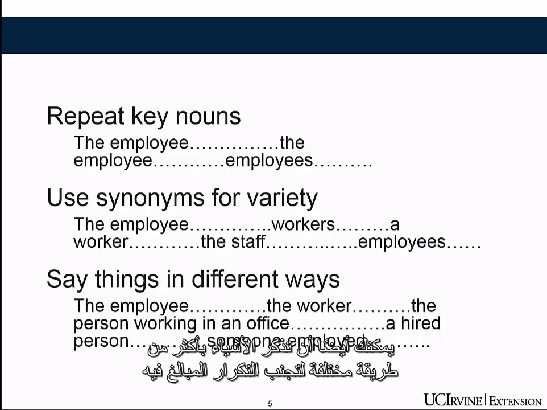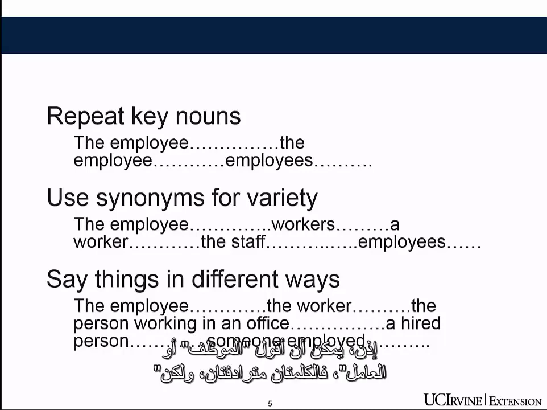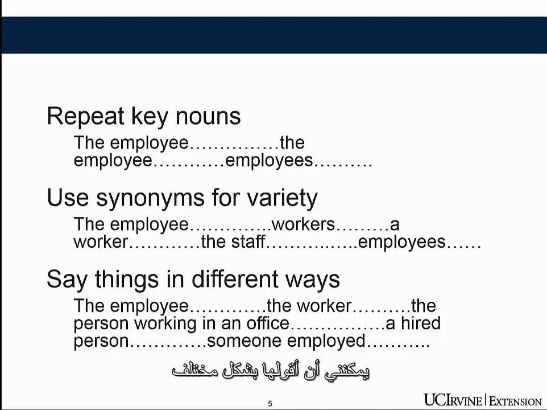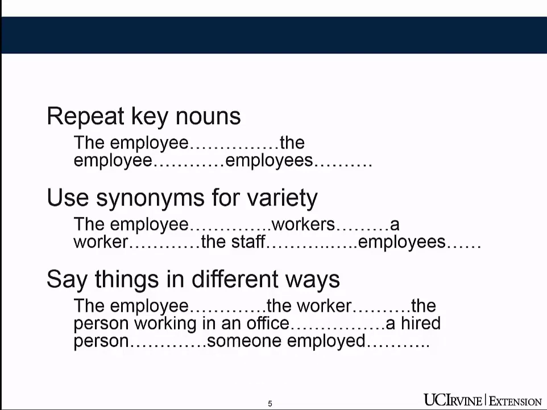You can also say things in different ways to avoid repeating too much. So I can say the employee or the worker, those are synonyms, but then I could just say it in a different way: the person working in an office. Who is the person working in an office? Well, it's an employee or a worker. But by saying it in this different way, I create some variety.